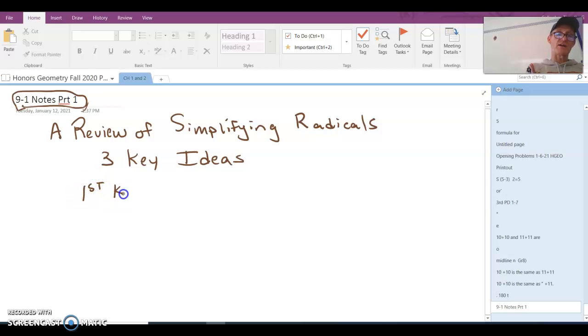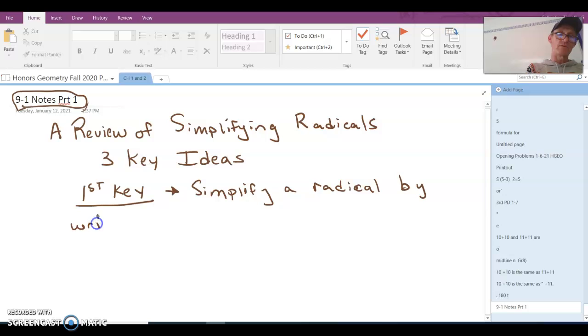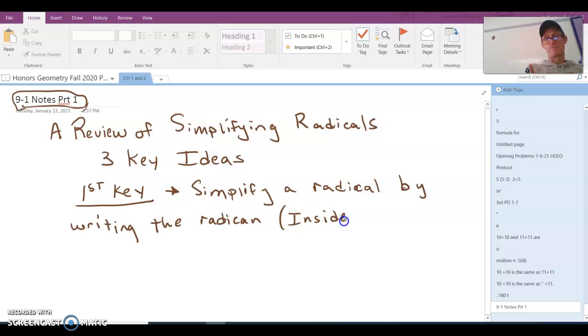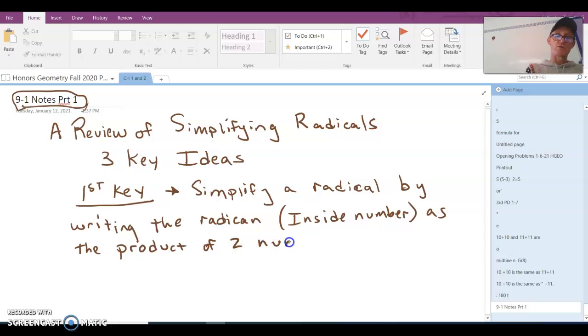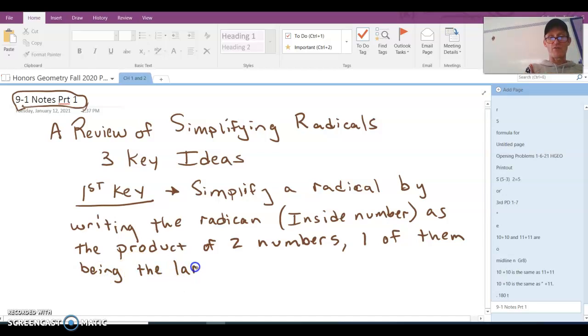And the first key idea is to simplify a radical by writing the radicand, or the inside number, as the product of two numbers, one of them being the largest perfect square factor.